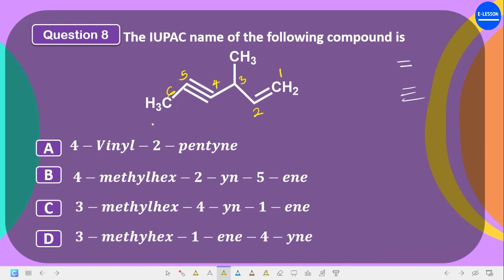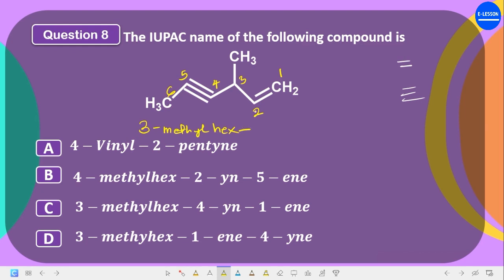So the name of this compound would be, we have to name the substituent first. The substituent here is what? Methyl, and it's at position number 3. So we go as 3 methyl. Then the longest continuous chain has 6 carbons. 6 carbon is what? Hexane, but you say hex.